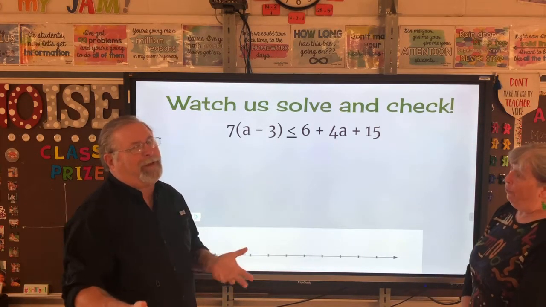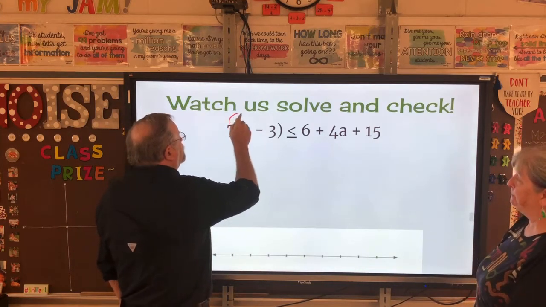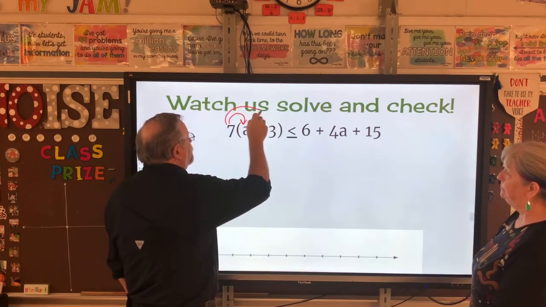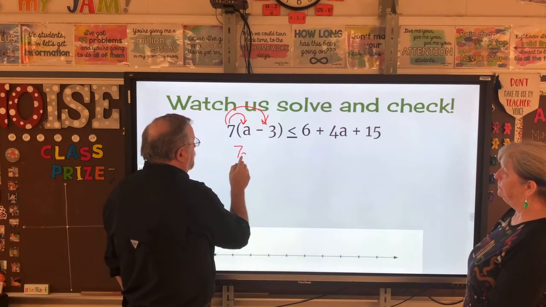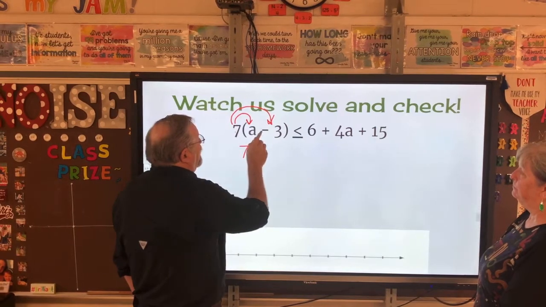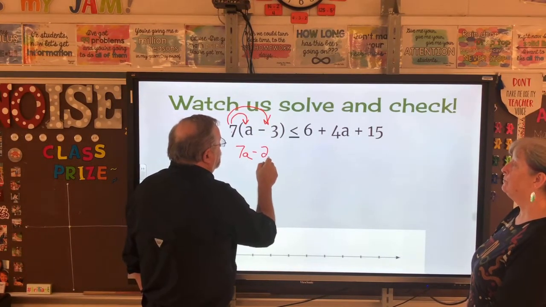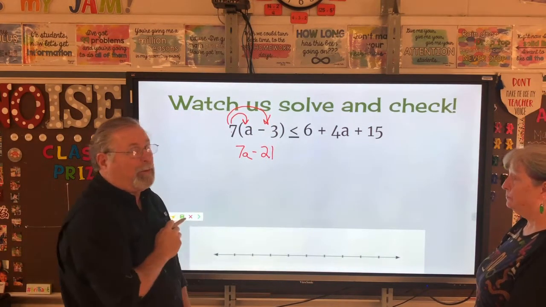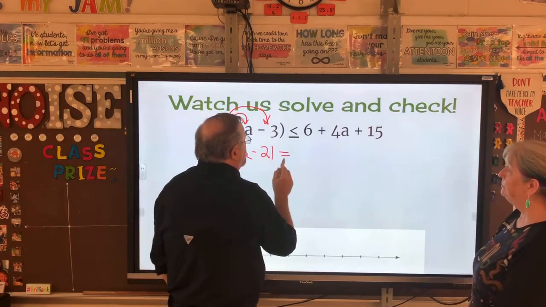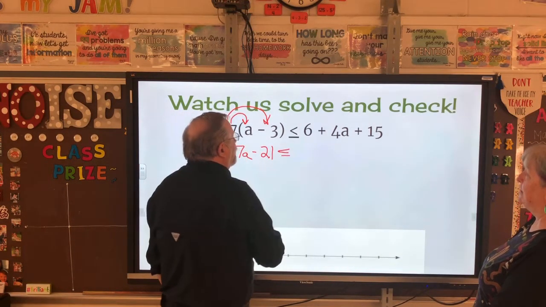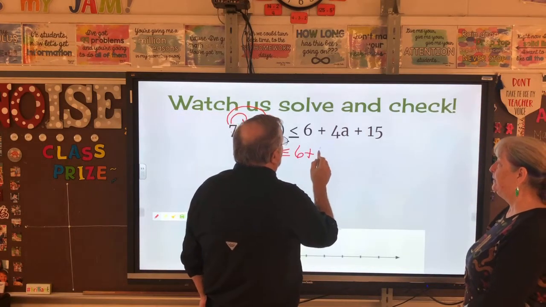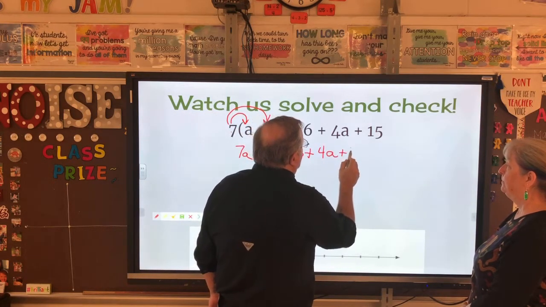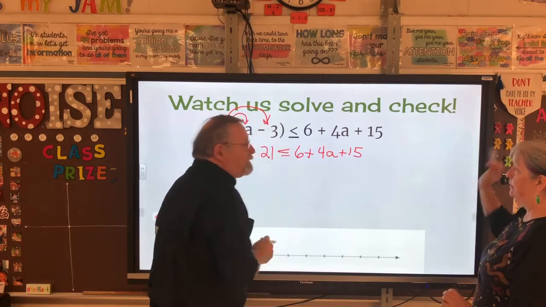First off, we definitely have distributive property, right? So we're just going to do that, and we're going to do that. So we have 7a. 7 times a negative 3 is a negative 21. Either way you want to look at it. Same thing. Equals, oh, nope, sorry, I keep doing that. Less than or equal to 6 plus 4a plus 15. Okay, so distributive property, now I've got the distributive property done.